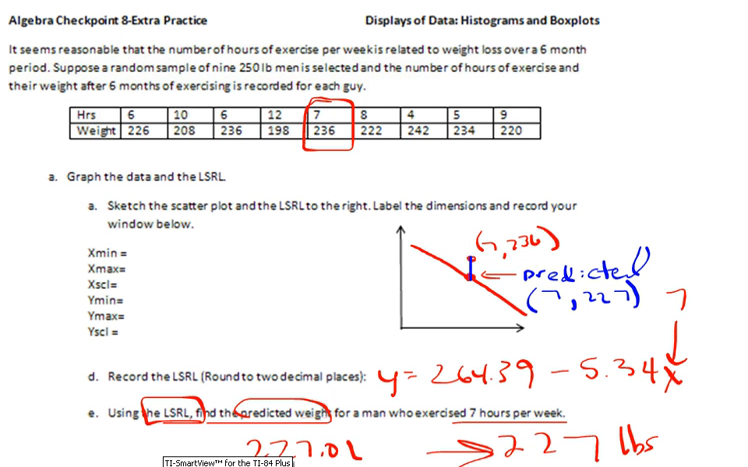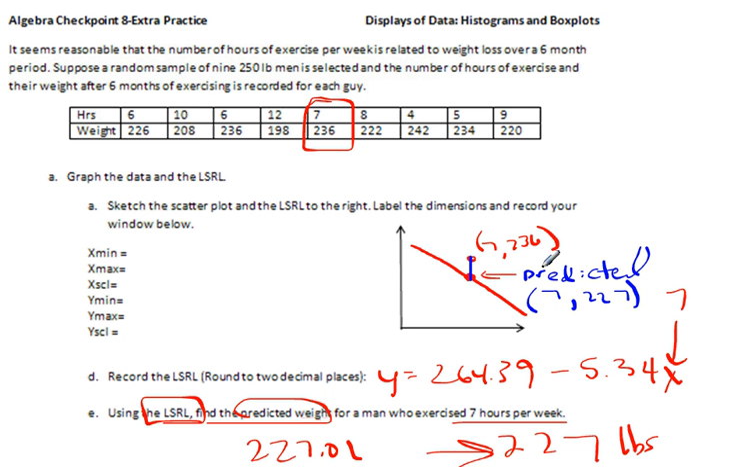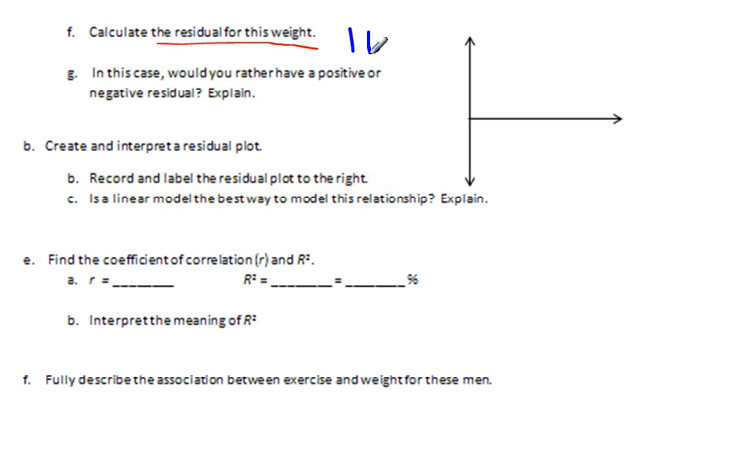Did I do that right? That was different last time, 227. And then the actual weight was 236, so that's a difference of 11 pounds. So he weighs 11 pounds heavier than he should, basically, based on all the other data and where the line fits. So 11 is the residual.